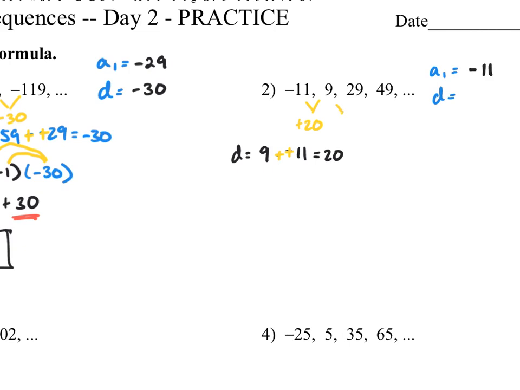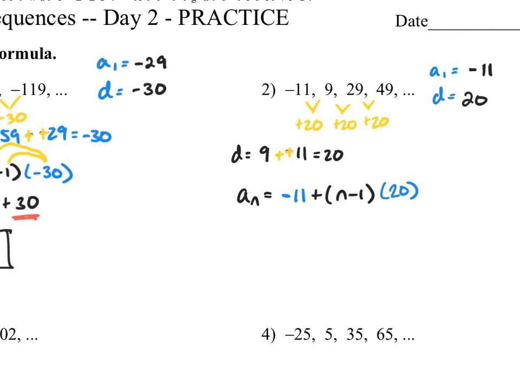Perfect. Well, to go from 9 to 29 is another plus 20. From 29 to 49 is another plus 20. So that does mean that our common difference is positive 20. So if we come down here and we start trying to find a sub n, we know that our first term, a sub 1, is negative 11. Then it's going to be plus n minus 1. And then for d, we're going to plug in a positive 20.